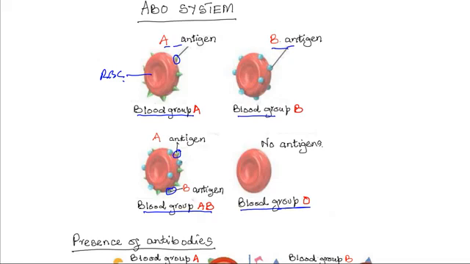Likewise, the plasma too has antibodies. Antibodies that are present in the plasma correspond to antigens A and B. There are two types of these antibodies, designated antibody A, small letter a, and antibody B.